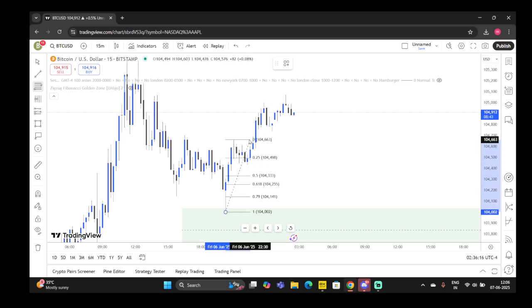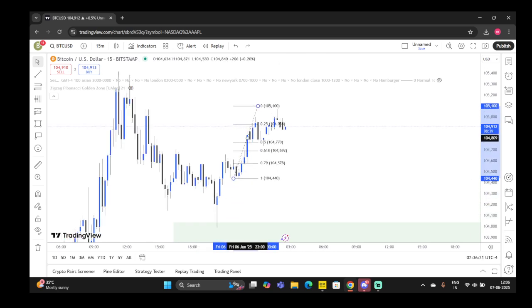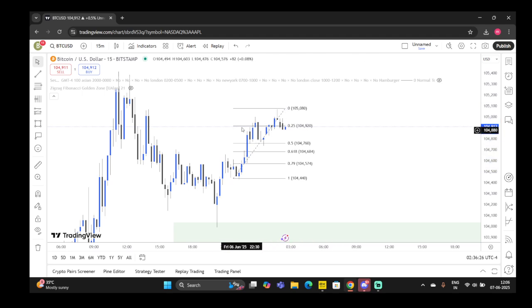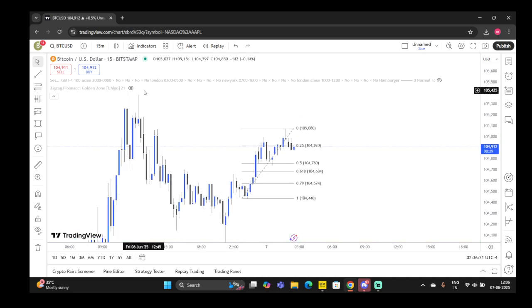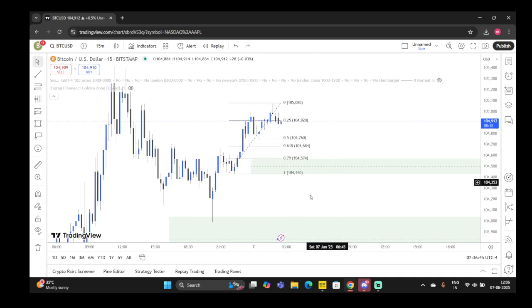Now check. It's only a 25% retracement that happened. And from this swing to this swing, if you take, already 50% is touched. So the price may move up to hit this liquidity. So in this way, now to this, and this is the discount. So now check.